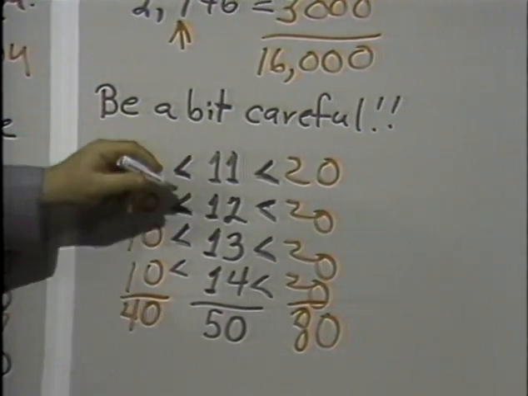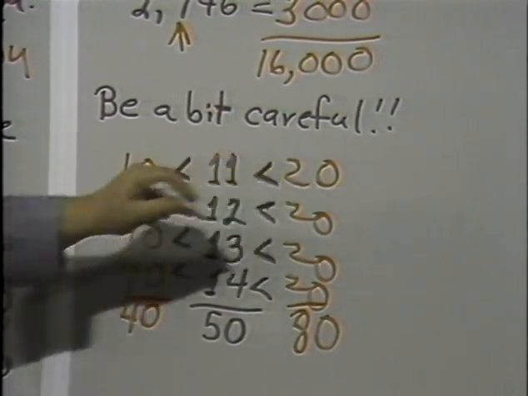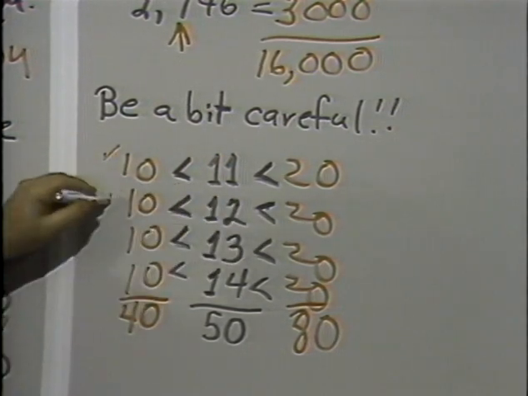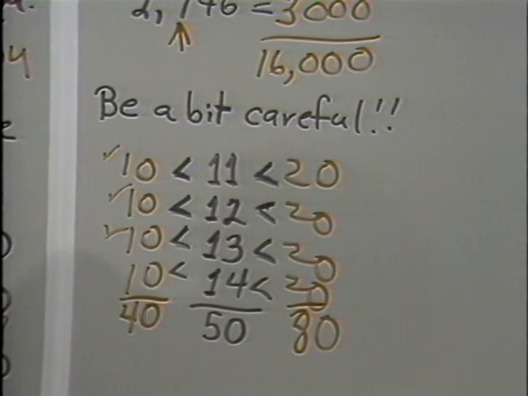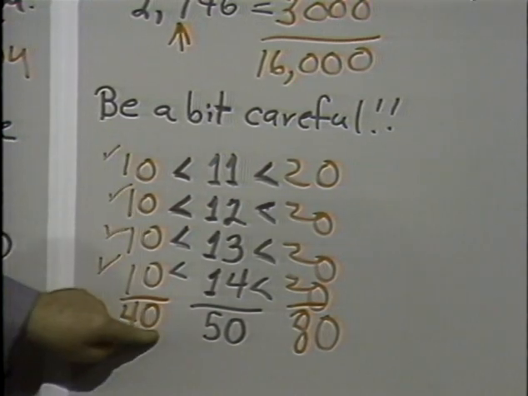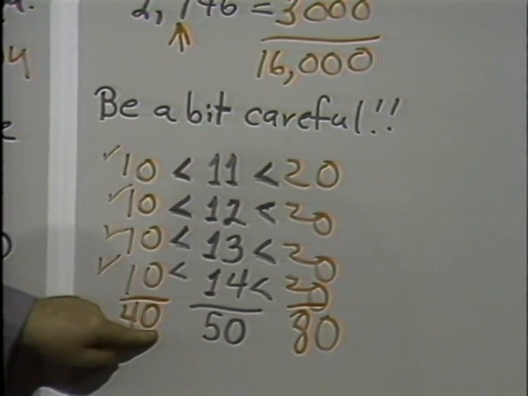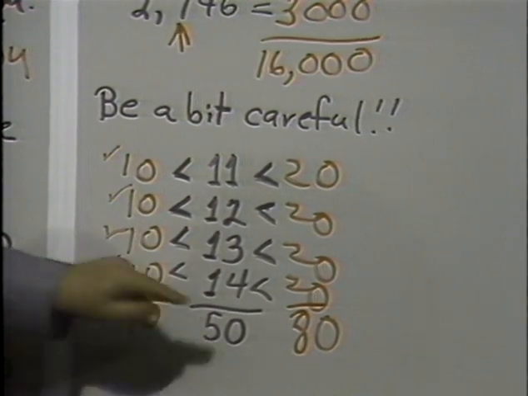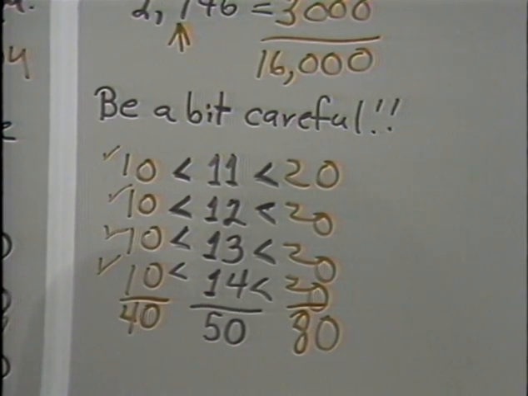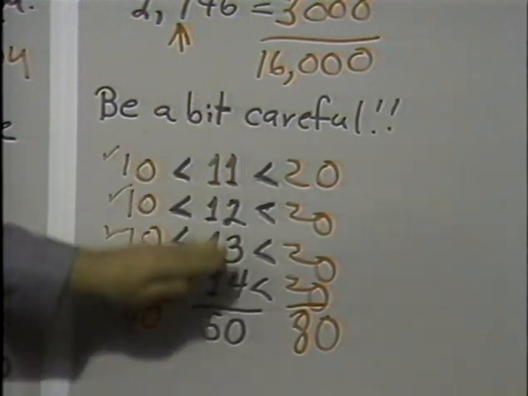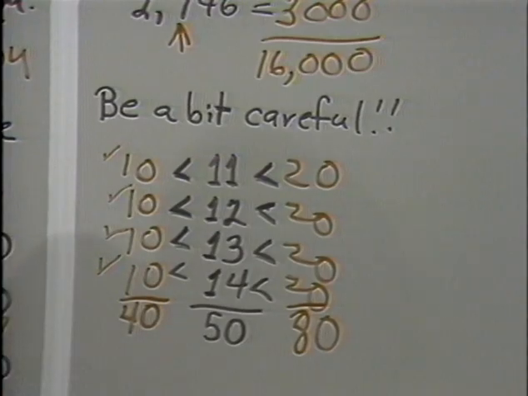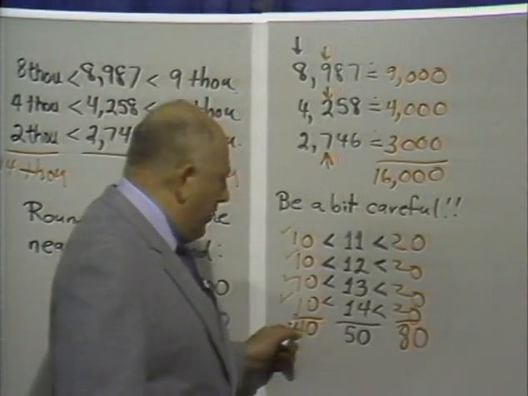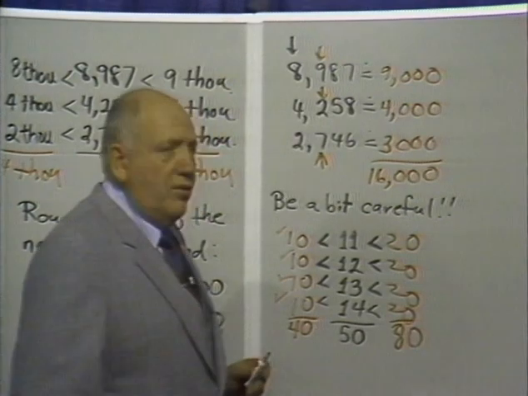But if we round it off to the nearest 10, 11 is between 10 and 20, but it's closer to 10. 12 is between 10 and 20, but it's closer to 10. 13 is between 10 and 20, but it's closer to 10. 14 is between 10 and 20, but it's closer to 10. If we round off term by term, our estimate comes out to be 40, even though to the nearest 10, the right answer is 50. What you really want to say is, look, whatever this answer is, it's between 40 and 80, but closer to 40, which is exactly what 50 is. It's between 40 and 80, but closer to 40.